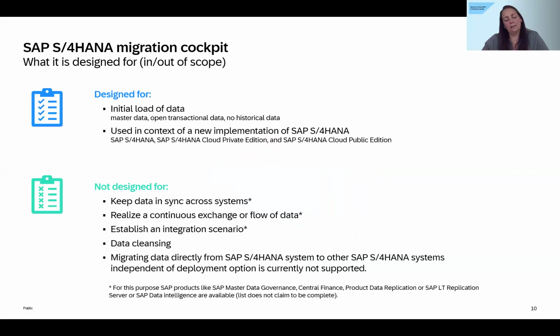Knowing what's in is important, but it's also important to know what's not in. So we are in the initial data load tool. This means we load data in an empty system, and it's used in a new implementation context. New implementation means starting a new system without any history. This means we only provide the migration of master data and open items and balances. No historical data.